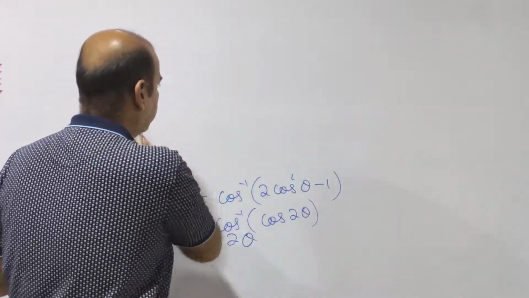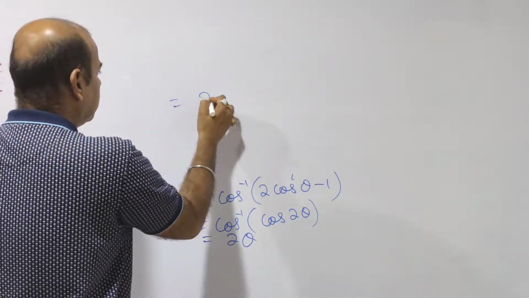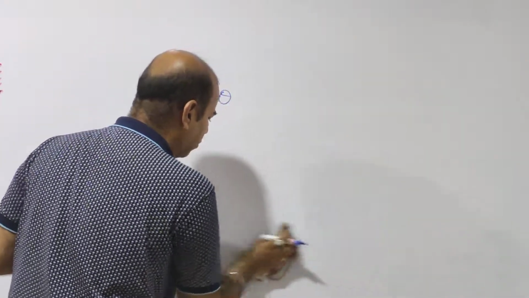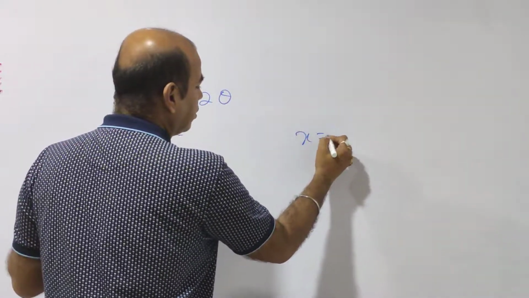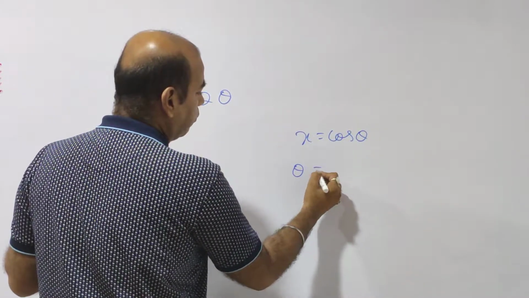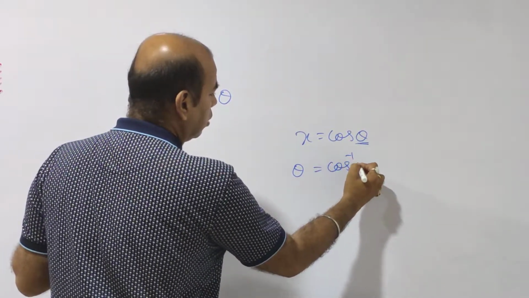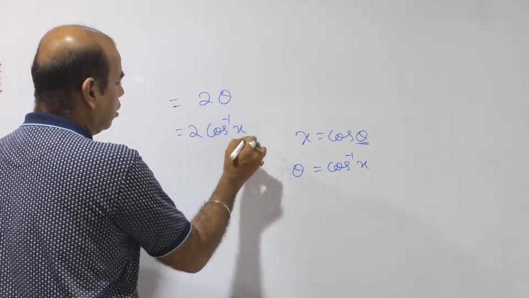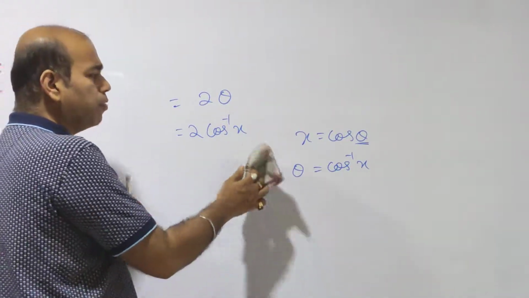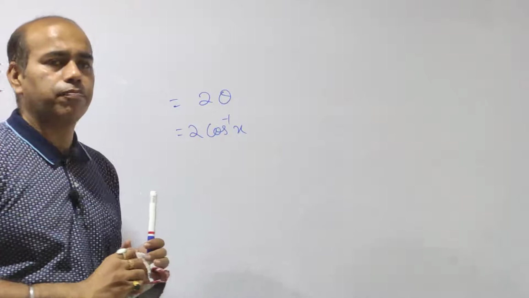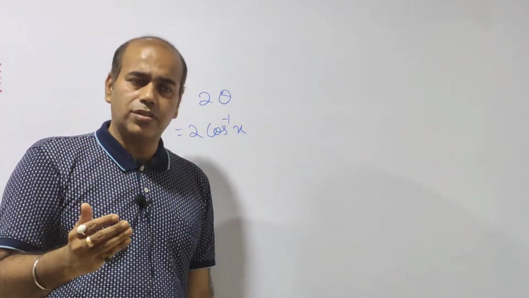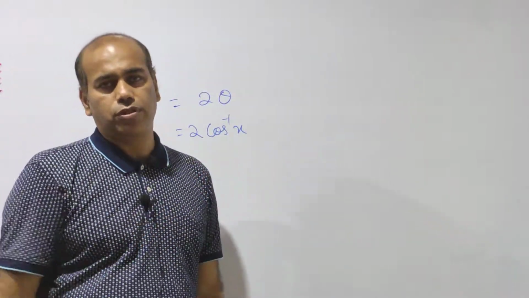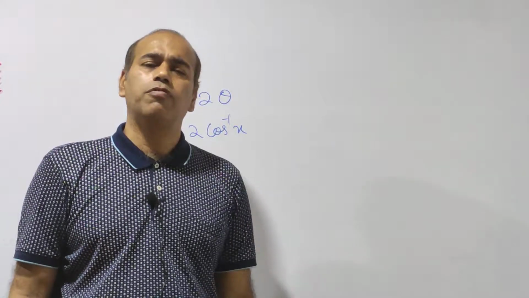Now what is happening? This is 2 theta. I have taken x equals cos theta. That means if I take x equals cos theta, then obviously theta is cos inverse x. That means 2 theta, theta meaning cos inverse x. So that's the proving. Ultimately, 2 cos inverse x is cos inverse bracket 2x squared minus 1. That's the proving, students.